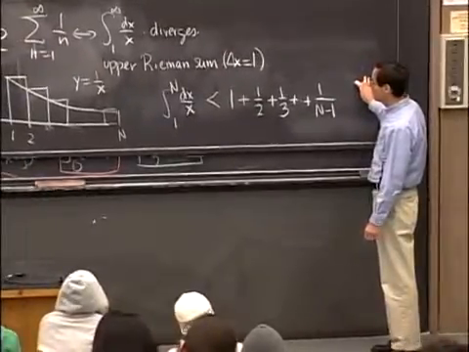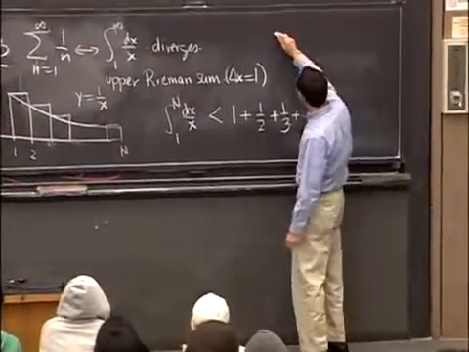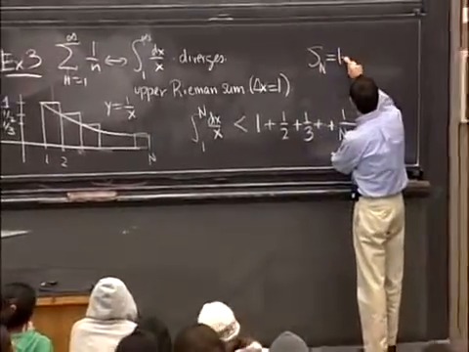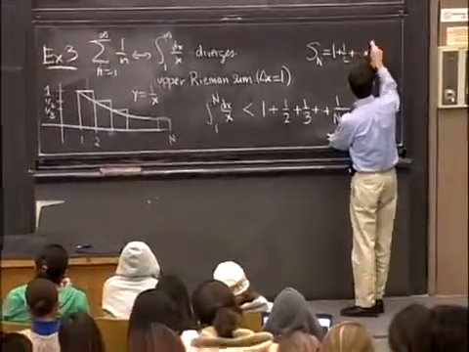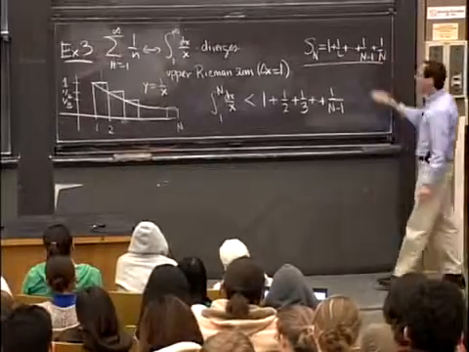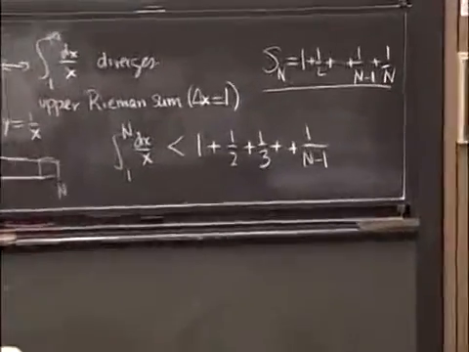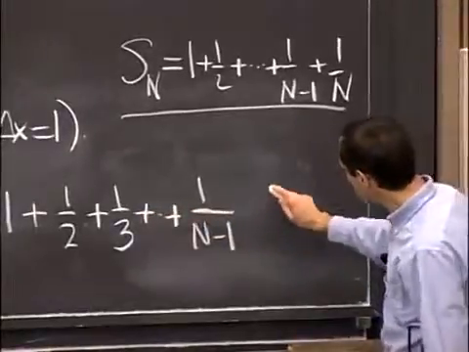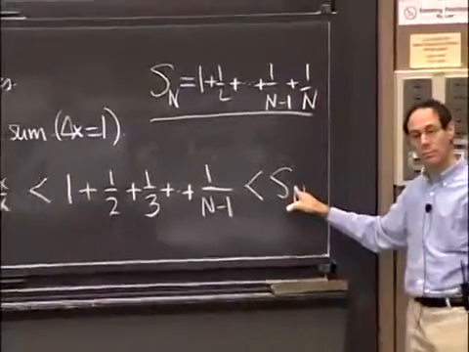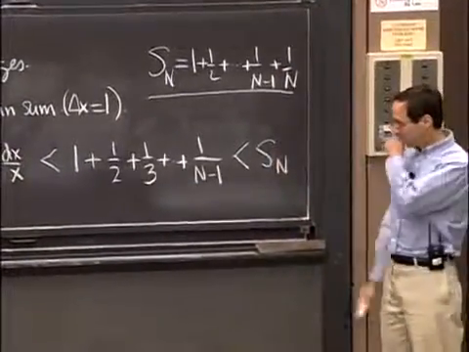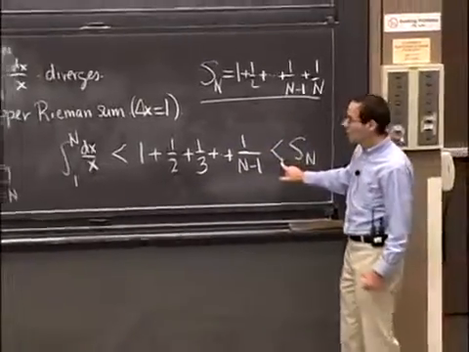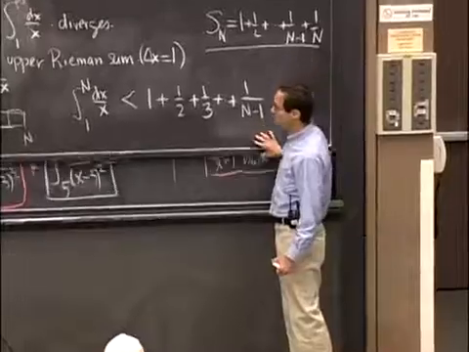However, if I use the notation for partial sum, which is 1 plus 1 over 2 plus all the way up to 1 over n minus 1 plus 1 over n. In other words, I go out to the nth one, which is what I would ordinarily do. Then this sum that I have here is certainly less than Sn because there's one more term there. And so here I have an integral which is underneath this sum, Sn.